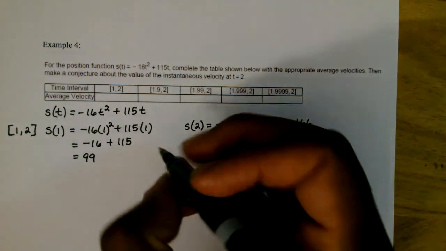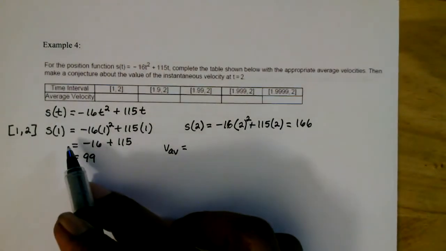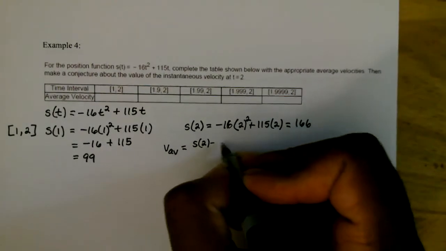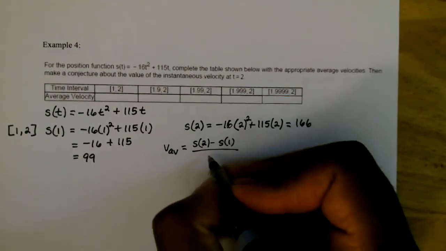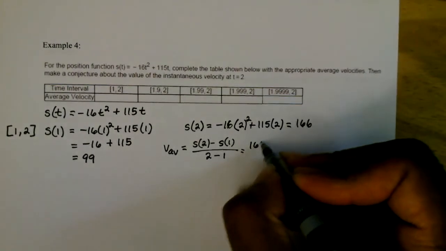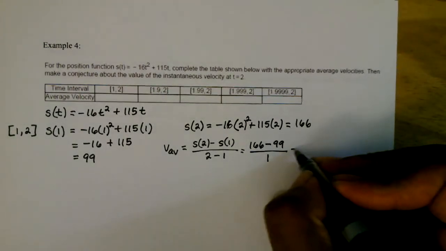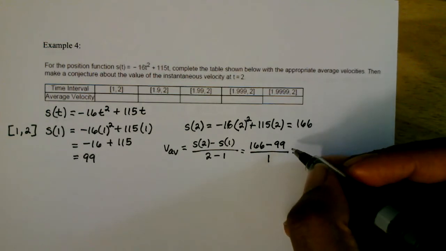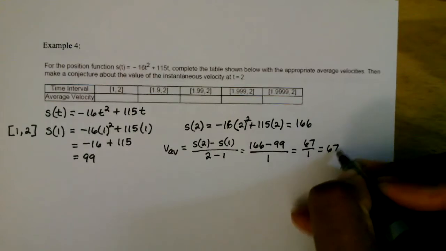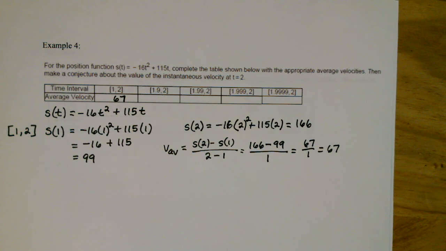All right, so now let's find the average velocity. That's going to be s of 2 minus s of 1. And I'll go ahead and write that out, divided by 2 minus 1. Well, s of 2 is 166 minus s of 1 is 99, divided by 2 minus 1, which is 1. So if I subtract 99 from 166, that will give me 67. 67 divided by 1 is 67. So the average velocity from 1 to 2 for that position function would be 67.